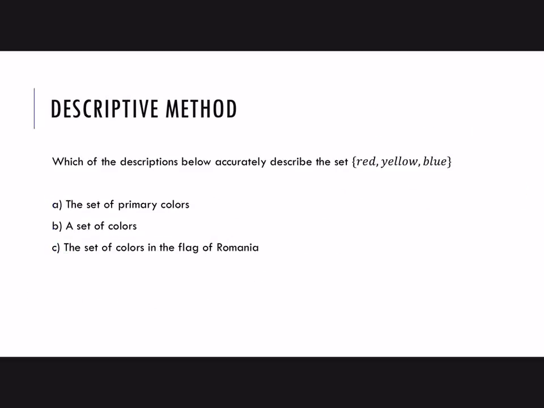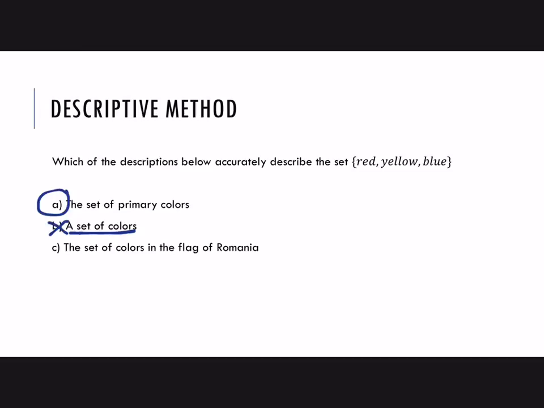How about an accurate description for the set containing red, yellow, and blue? The set of primary colors. That is true. If somebody said, name the set of primary colors, you would think red, yellow, blue if you knew what the primary colors were. So that is accurate. A set of colors. It is a set of colors, but this is too vague to describe only the set red, yellow, blue, so that one does not work.